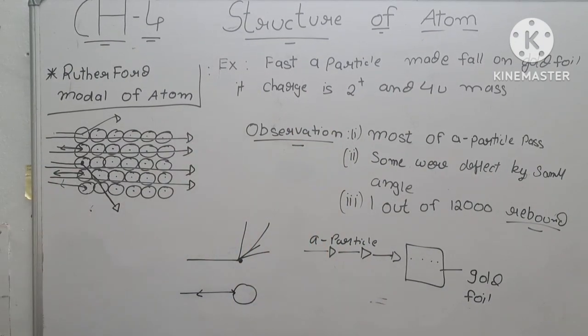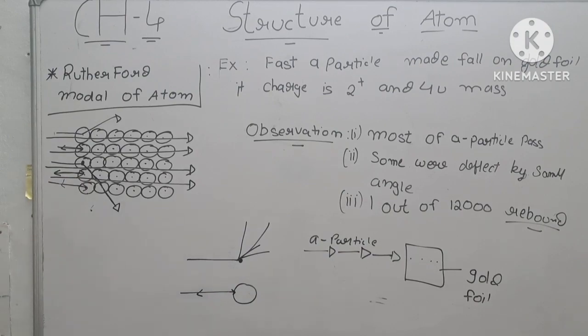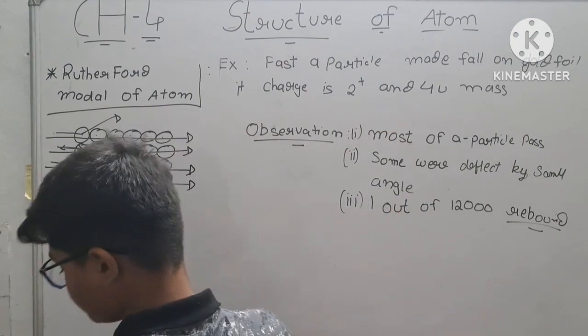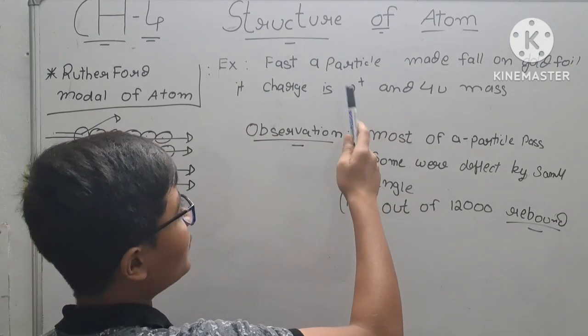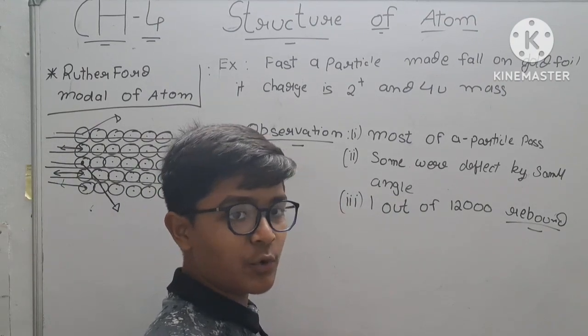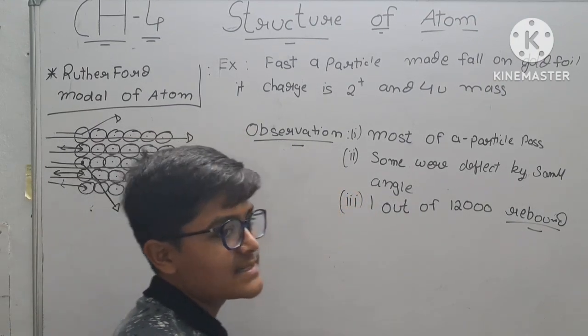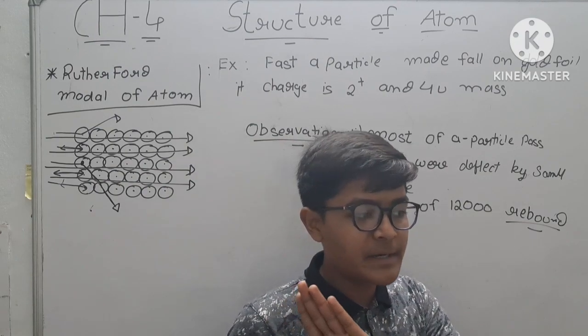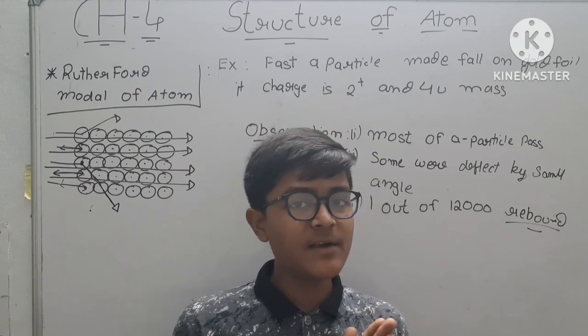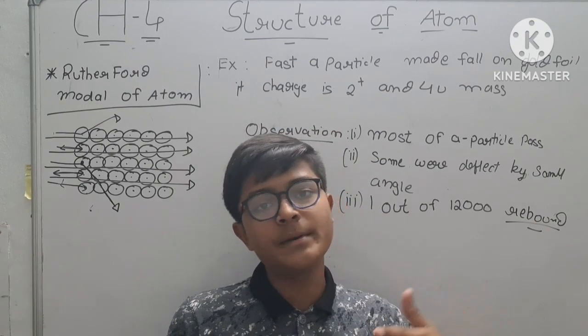There is one more conclusion. Wait for it, students. What is the experiment? Fast alpha particles having +2 charge and 4u mass were fired, and the observation is that most alpha particles move completely through the atoms, some are deflected by small angles, and some are completely rebounded.